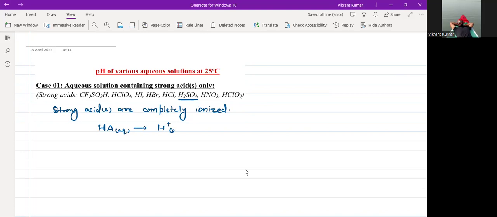We'll directly write H plus aqueous plus A minus aqueous. Like HCl है तो H plus aqueous, Cl minus aqueous, HClO4 है तो H plus aqueous, ClO4 minus aqueous, and there is no equilibrium, so there is no equilibrium constant here also. तो मान लो initially there was some concentration, कुछ भी रहा होगा concentration इसका C0, तो after ionization it will be completely ionized, ये 0 हो जाएगा, and then it will become C and C. Is it okay?